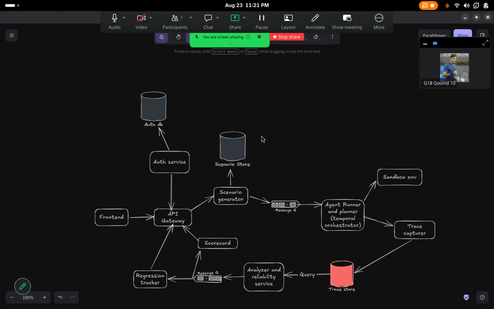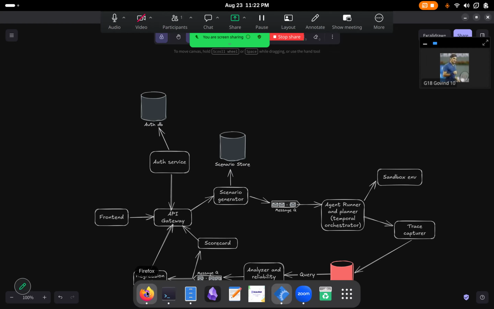One architectural detail we are particularly happy with is the secondary Kafka boundary. The analyzer publishes a structured reliability event to the analysis events topic. The scorecard service and regression tracker then consume that event independently. So these aren't sequential services. The scorecard maintains the current reliability picture while the regression tracker maintains historical results across agent versions. That means each downstream component can scale and evolve independently.